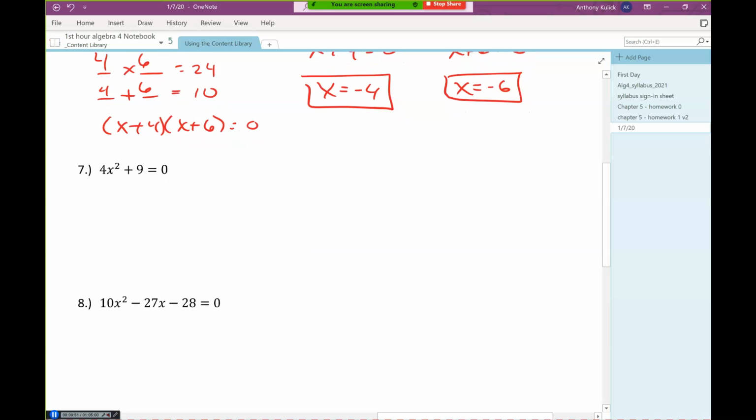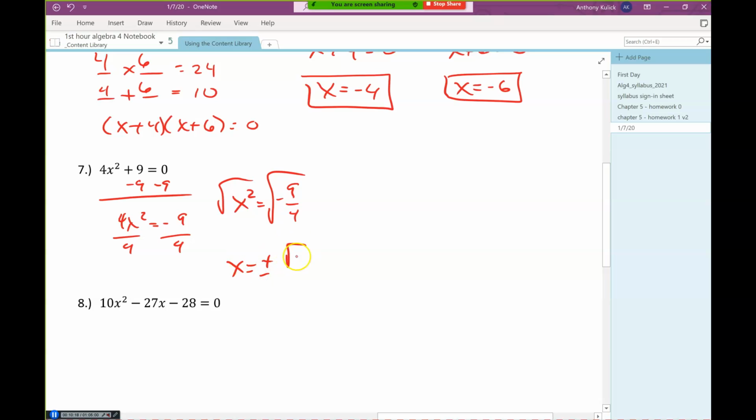Number 7, I notice I have just x squareds. I don't also have an x variable. So this one is eligible to be solved directly. When I say solve directly, I just mean using the reverse order of operations. So I'll subtract 9 from both sides, and then we'll square root both sides. Thing to keep in mind here: when we square root both sides of an equation, we need the plus or minus.